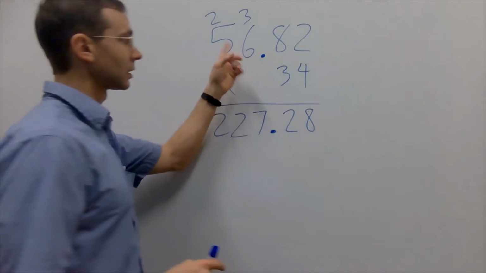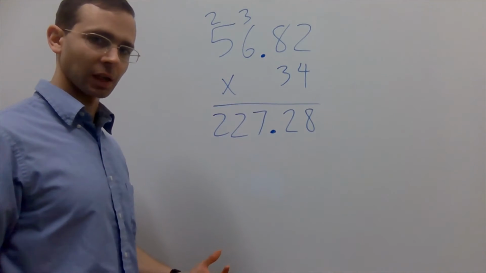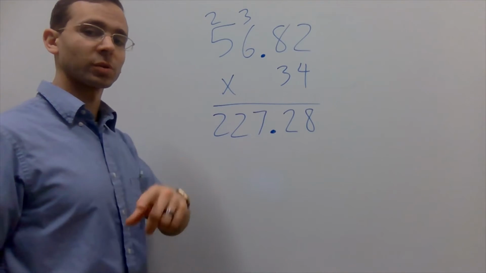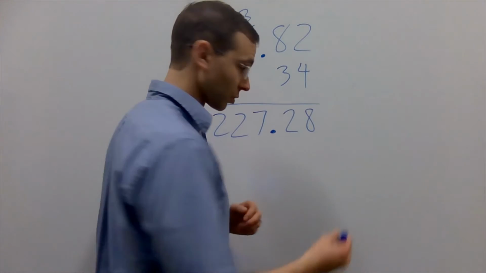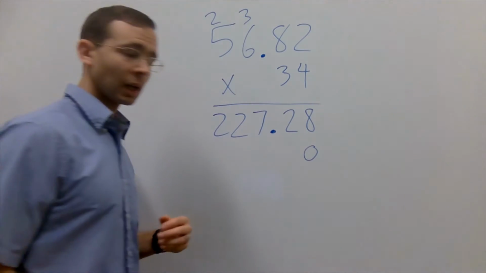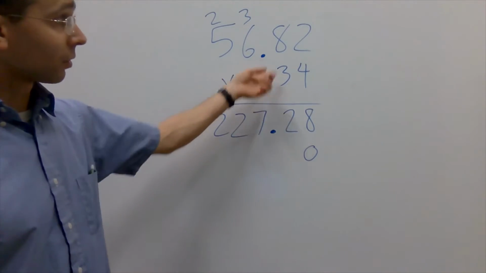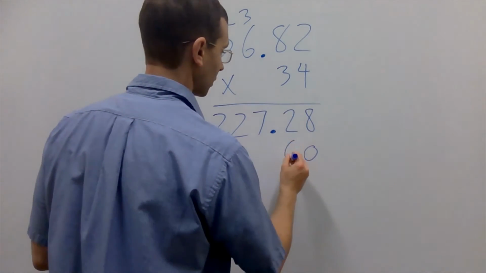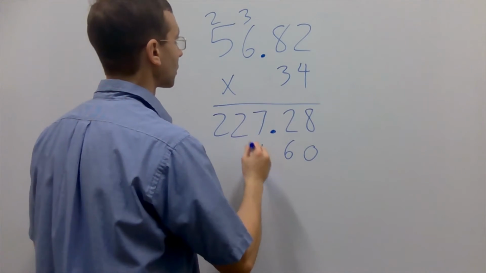Now if I multiplied this number by 30, it'd be like multiplying it by 3 and then multiplying by 10. Or better, multiplying by 3 and adding a 0 on the end. So what we're going to do is simply add the 0 now, and then we can record things as though we're multiplying by 3. 3 times 2 is 6. 3 times 8 is 24.